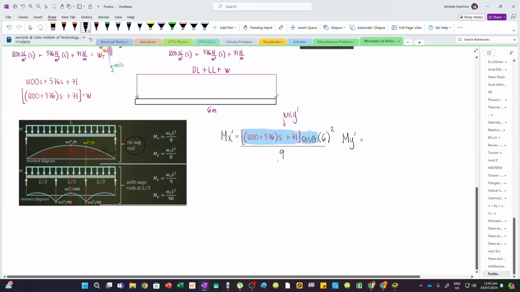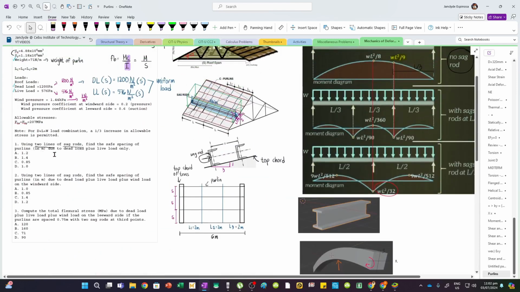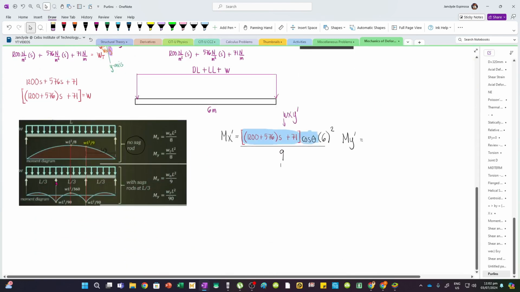Now for MY prime, we have to use, this is 9 pala. Now sir, bakit 9? Again, we have to use 2 lines of sag rods. So, we have this figure. 2 lines of sag rods. Yan, yung dalawa. So, MY prime is WL squared divided by 90.